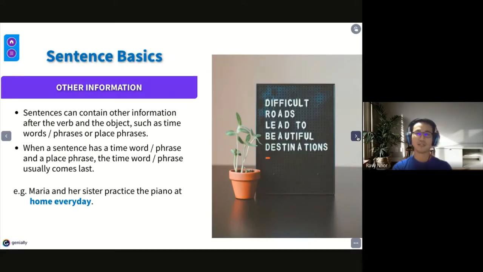Or place, at home, at school, we have more than that. Yeah. It's also called other information. Okay.